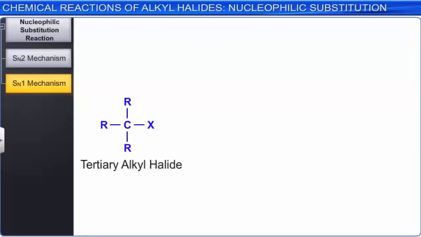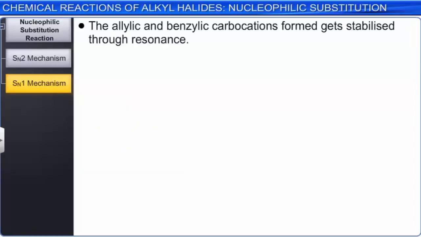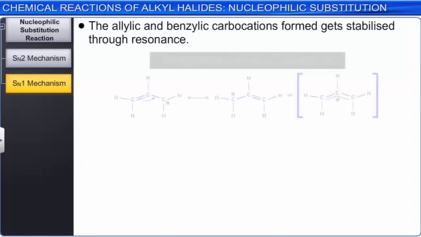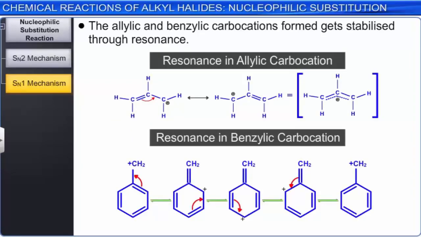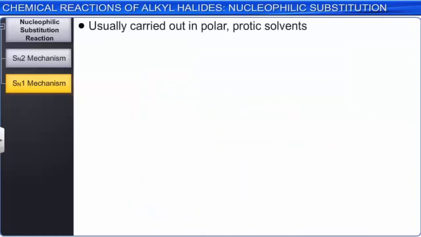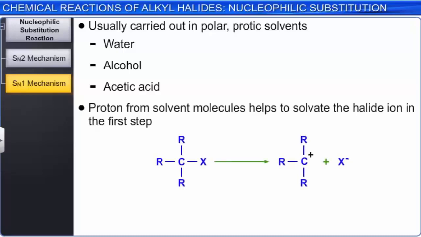Allylic and benzylic halides also show high reactivity towards the SN1 reaction. This is because the allylic and benzylic carbocations formed get stabilized through resonance, as shown here. SN1 reactions are usually carried out in polar protic solvents such as water, alcohols, and acetic acid. The proton from the solvent molecules solvate the halide ion as it leaves in the first step of the mechanism.